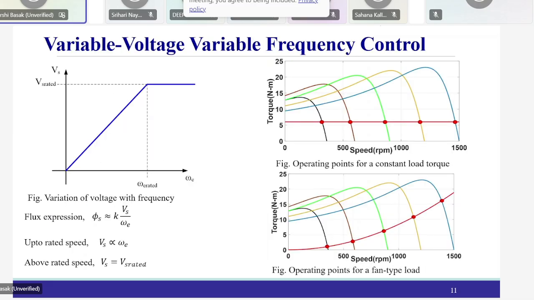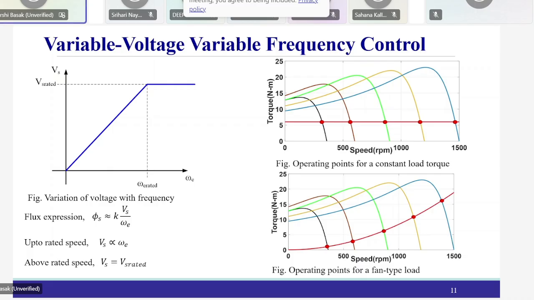Therefore, you need to touch both, variable voltage and variable frequency. Then the best way to do it is keeping the flux constant. We will see later on why we try to keep the flux constant. So that is one important thing.